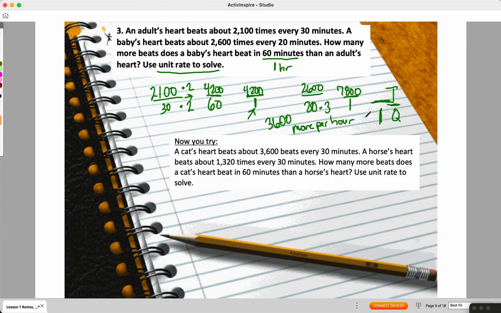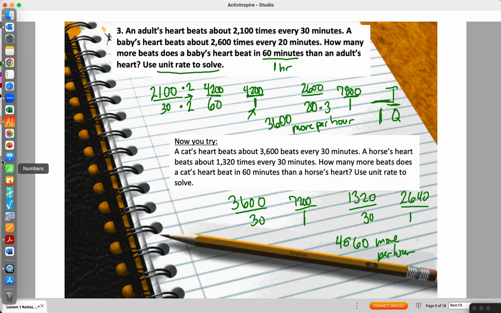All right, so let's go ahead and see how we did that. So you set it up as 3,600 over 30. This time we're going again to 60 minutes, so we can turn it right to an hour. We'll put 1 hour. That's 7,200. And then same thing, 1,320 over, this time again, 30. So we could actually have compared these and figured this out because they had common denominators. But we're going to move it up to unit rate. 2,640 over 1 hour. So we'd simply subtract 7,200 minus 2,640 and find out that a cat's heart beats 4,560 times more per hour.